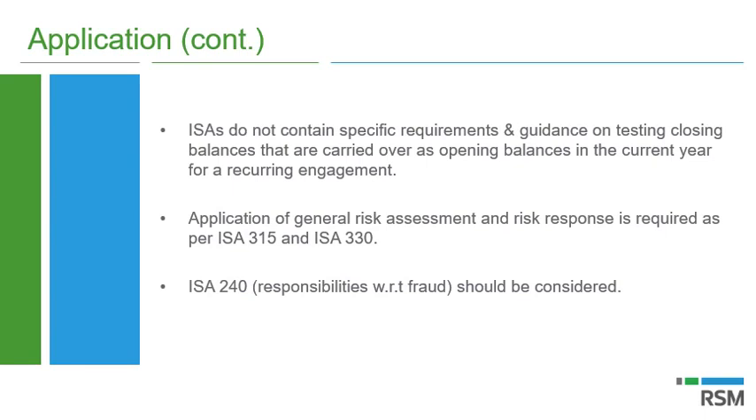The ISAs do not contain specific requirements and guidance on testing closing balances that are carried over as opening balances in the current year for recurring engagements. In the absence of specific requirements and guidance with respect to recurring engagements, the auditor applies the General Risk Assessment and Risk Response requirements in ISA 315 and ISA 330, together with special requirements contained in ISA 240 with respect to the consideration of fraud in an audit of financial statements.